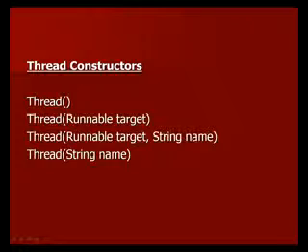The first one is a no argument constructor. Second, it takes a runnable as a parameter. Third one takes a runnable and the name of a thread as parameters, and the fourth one just takes the name of a thread. For our example, we will use the second constructor, which takes a runnable as a parameter. It is most suitable. We can even use the third one, but the second one is most suitable and very easy. Let's go back to the example. We will just consider the second constructor here.